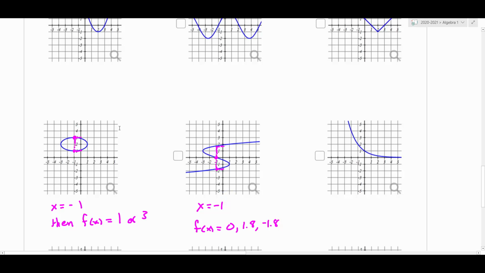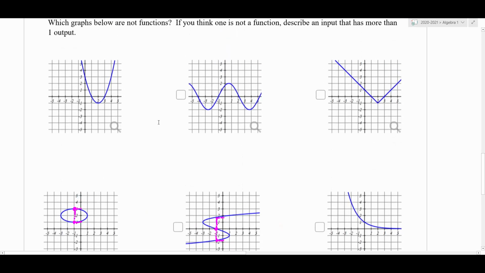Okay. Let's go back here to this first one. This one looks like a parabola. We've seen this before. I'm not seeing anywhere where I can get more than one output. So for instance, if I were to pick 2 here, I would go down to where the function is, and I trace it back to the y-axis. And if I were to keep going down, I don't hit the function again. And if I were to keep going up, I don't hit the function again. So it only hits in one place.